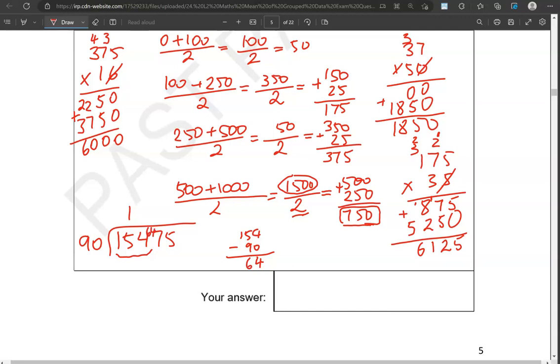left over. Now, how many 90s into 647? That should be 7, because 90 times 7 is 630. So 647 take away 630 leaves us with 17.